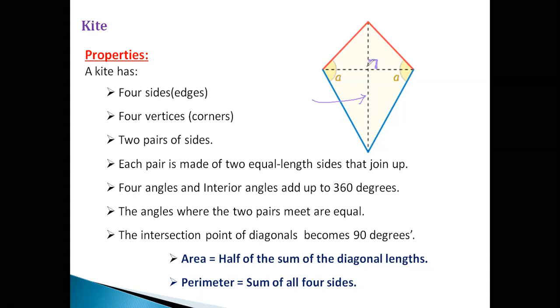You guys know the formula to find area? Yes, sir. Half of the sum of the diagonal lengths. Yeah. So half of the sum of diagonals, you know that D1 and D2.